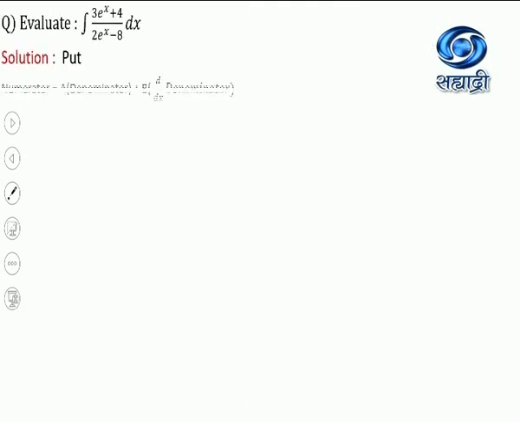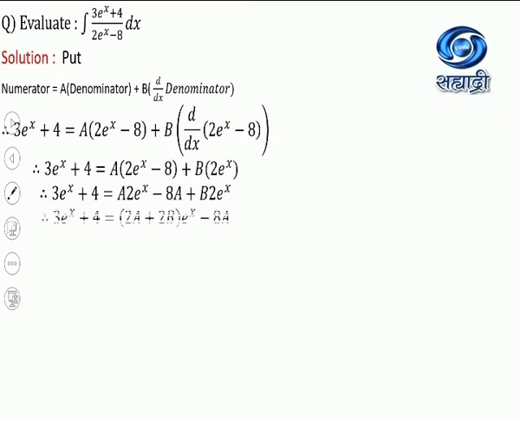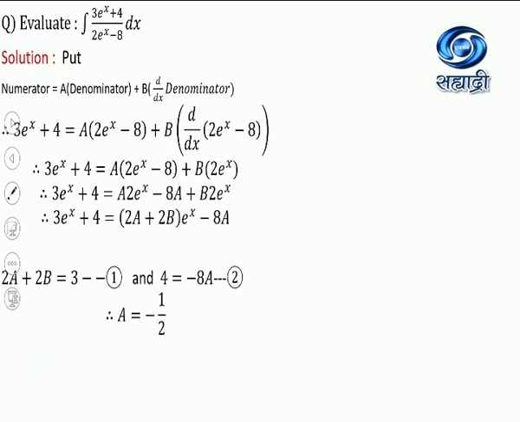Let us see one more example. Integration of (3e^x + 4) upon (2e^x - 8) dx. So again over here put numerator equal to a into denominator plus b into derivative of denominator. Therefore 3e^x + 4 is equal to a into (2e^x - 8) plus b into d by dx of (2e^x - 8). So therefore we get 3e^x + 4 equal to a into (2e^x - 8) plus b into 2e^x.